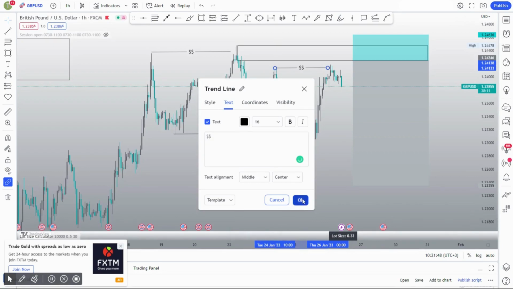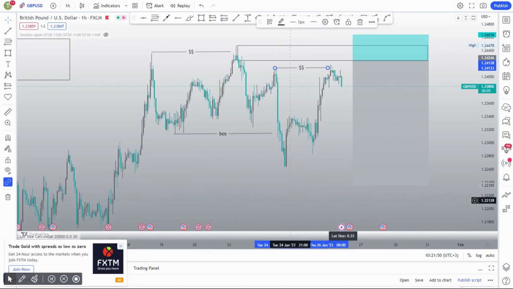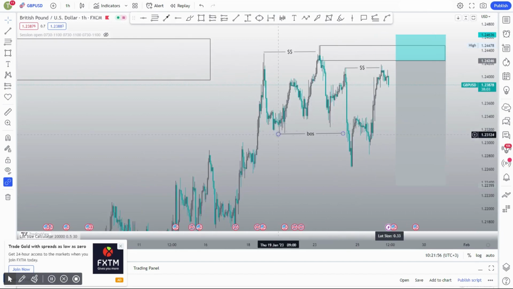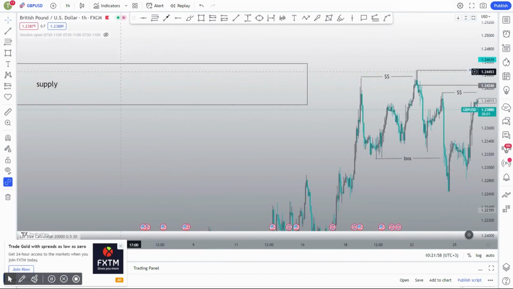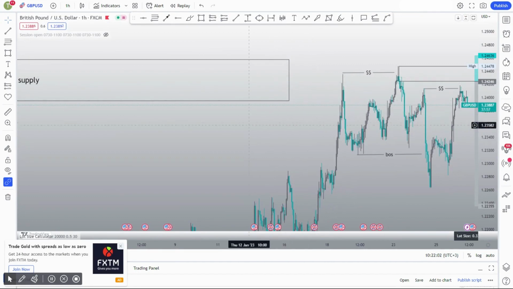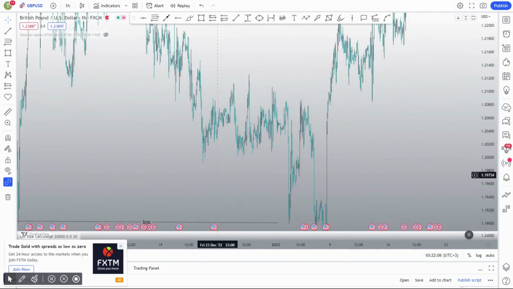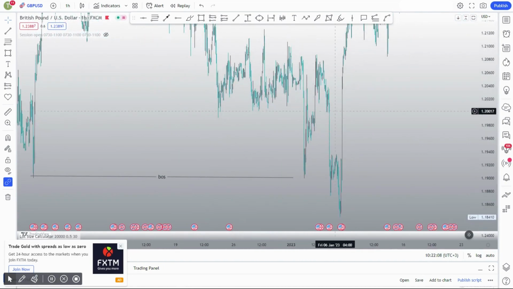I don't know how many confirmations you need, but that's a good one for me. Actually, this is our fifth confirmation because we had this one here on the bigger time frame: the price is currently at our supply zone on the bigger time frame. Also on the bigger time frame, there is a break of structure.